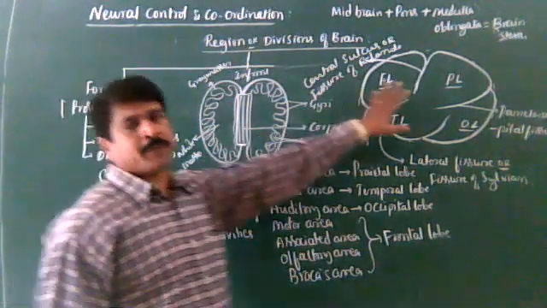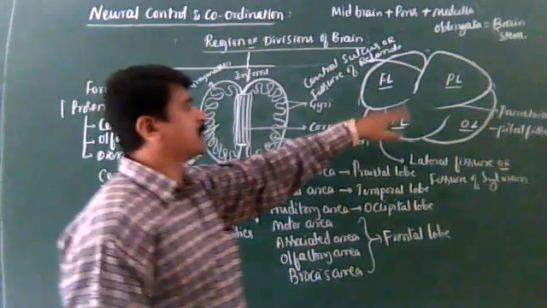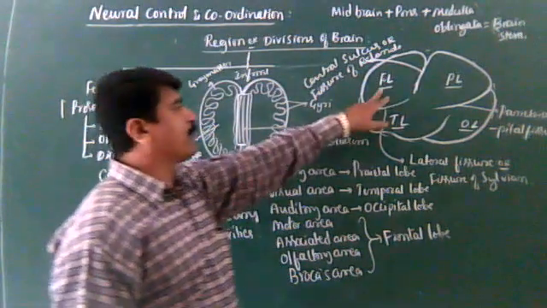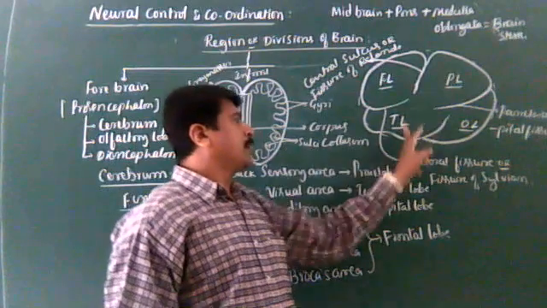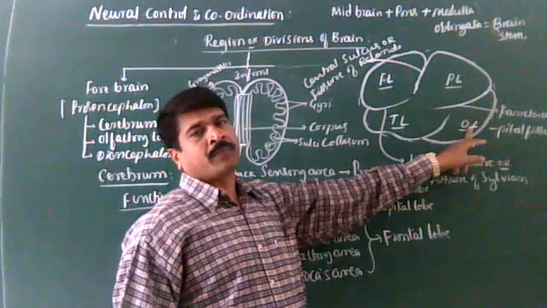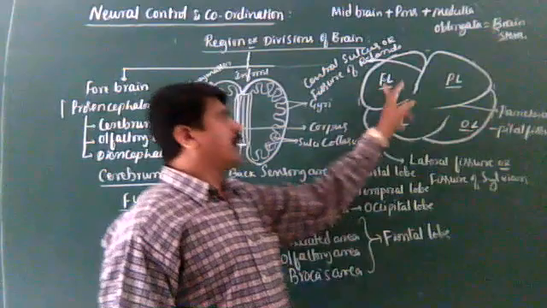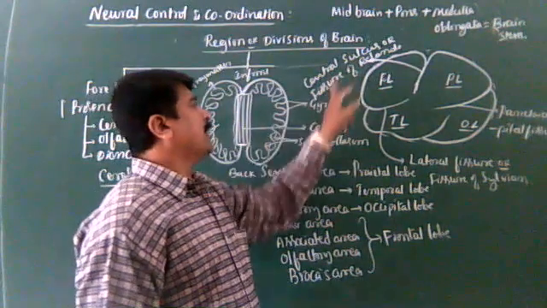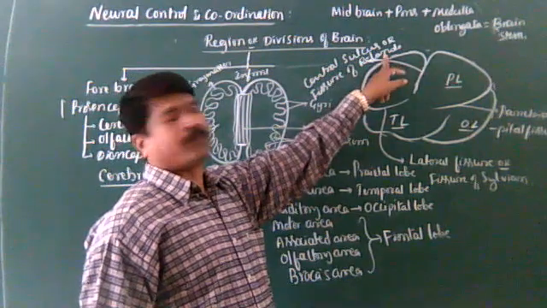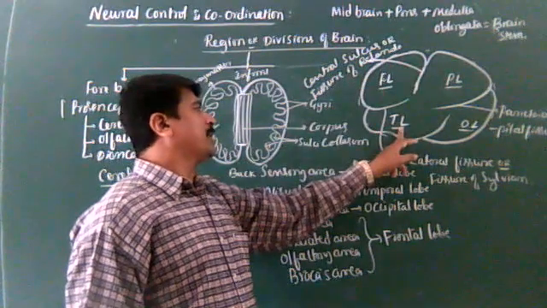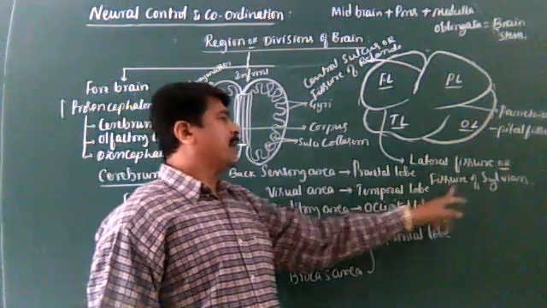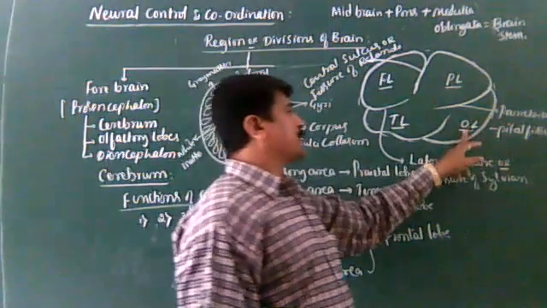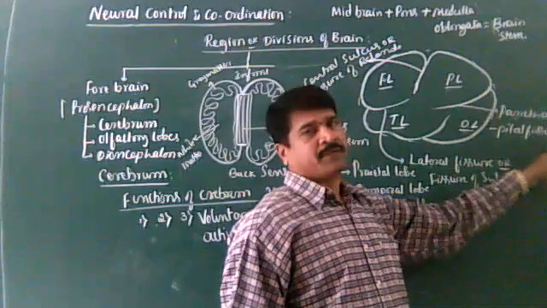Each cerebral hemisphere is divided into four lobes by fissures. The four lobes are named after the bones that cover them: frontal lobe, parietal lobe, temporal lobe, occipital lobe. The frontal lobe is separated from the parietal lobe by the central sulcus, also called the fissure of Rolando. The frontal lobe is separated from the temporal lobe by the lateral fissure, also called the fissure of Sylvius. The parietal lobe is separated from the occipital lobe by the parieto-occipital fissure.